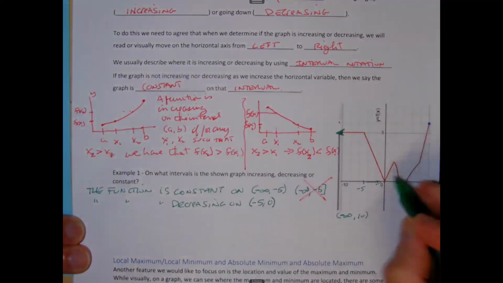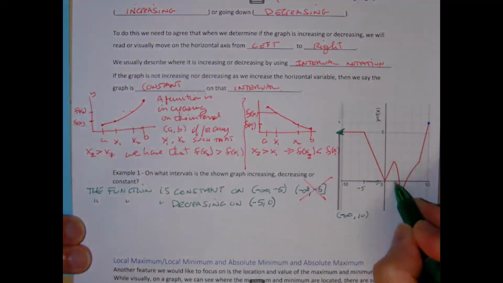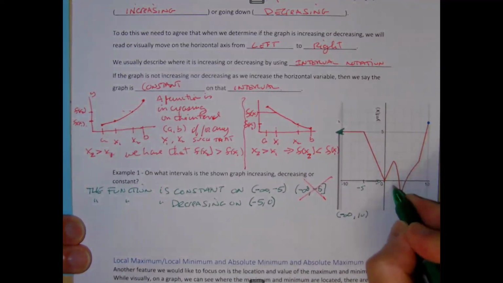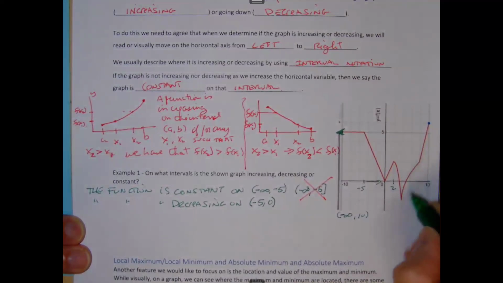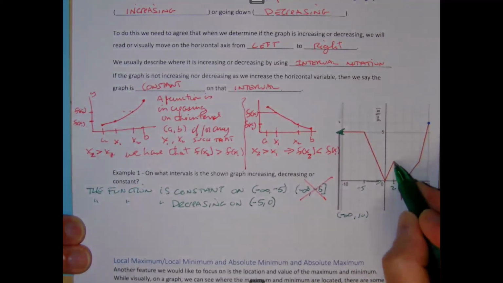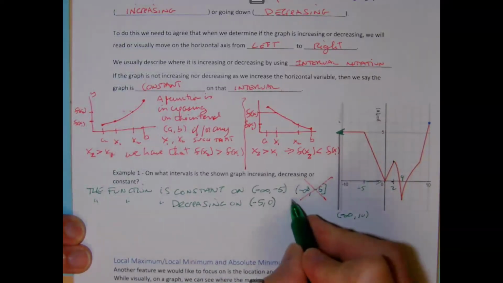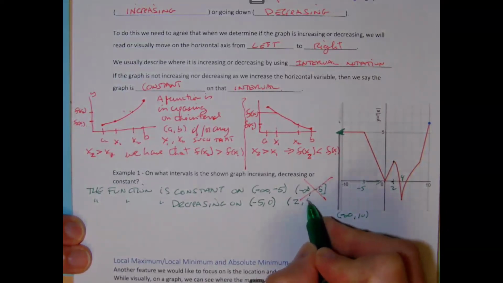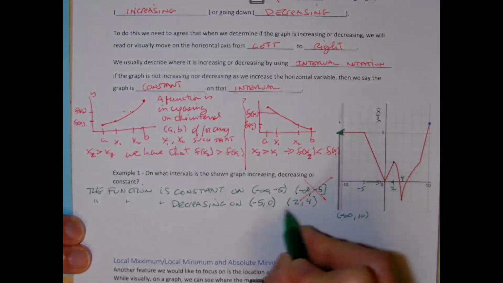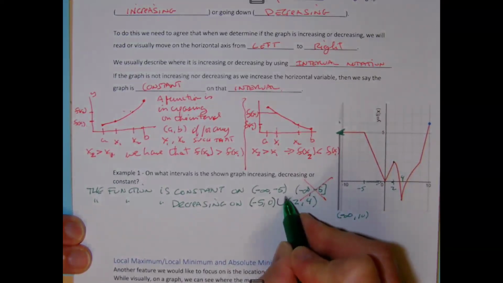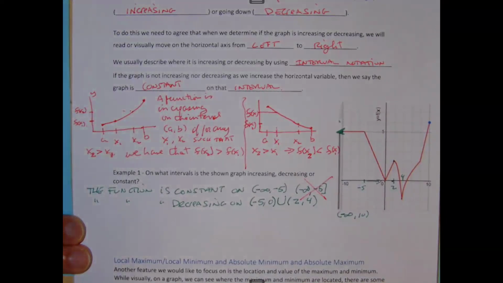And again, I cannot include 0. But then later on, I can see that 2, 4, 6, 8, yep, 2. So starting at 2 and ending at 4, it looks like I start to go down again. I'm here at the high point, and I go down until I reach 4 and it gets to this low point. So it's also decreasing on the interval 2 all the way to 4. Again, notice don't include. And then I'm going to use the union symbol to connect these two intervals. So it's decreasing on these two intervals.